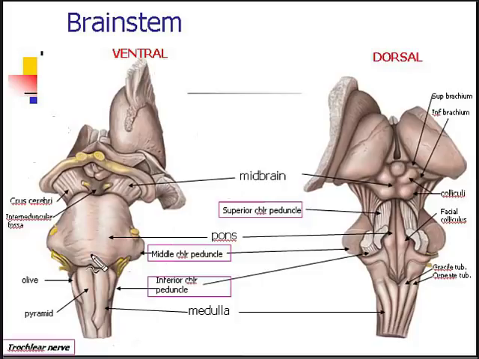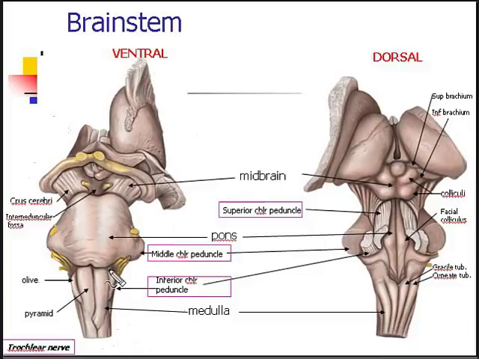In the medulla, notice the pyramids closer to the midline. Then we see the olive laterally, and further laterally we see the inferior cerebellar peduncle. Now what are these peduncles? A peduncle is really a band of white matter. These peduncles basically are bridges or pathways which connect the brainstem to the cerebellum.